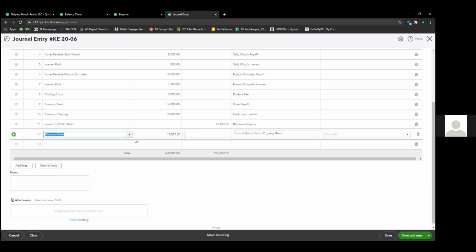That one, they're going to have good documentation on that. If you paid any property taxes, you should be able to get the property tax statements from the county. We'll want those.